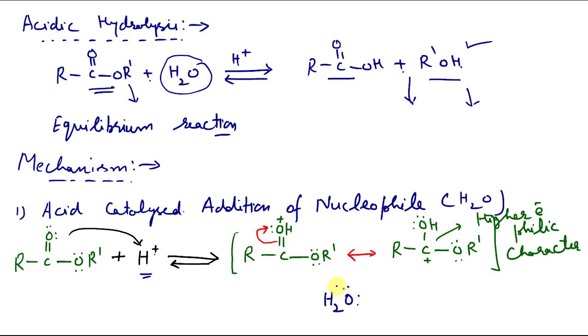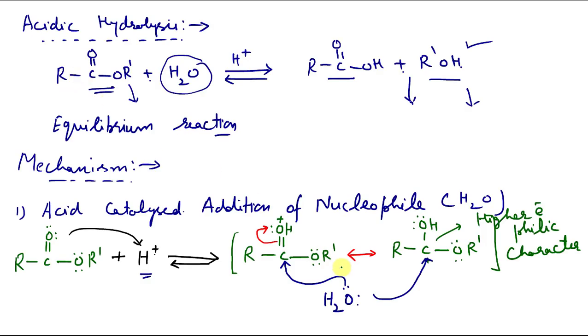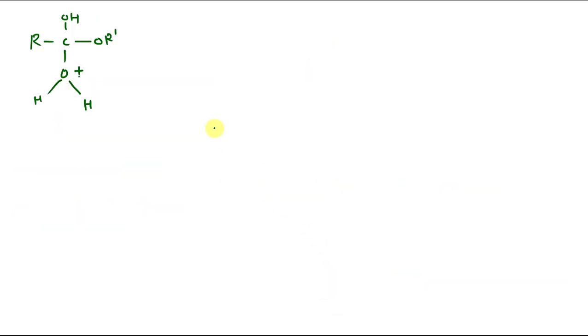Now you can show the attack on either of these two resonance hybrids. You can either show it here like this, or you can also show it like this. Both are correct. It is up to you wherever you want to show it. So I will form the product in the next step. So what we get is R C O H O R dash O H positive. That is what we will be getting once the water attacks here. So the next step will be the removal of proton.